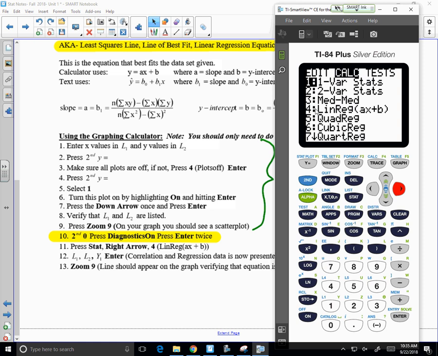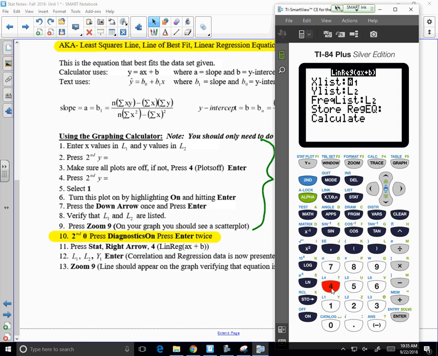What I want is option 4, lin reg AX plus B. On the TI-83, it looks completely different when you select option 4. On the TI-84, it looks something like this. We need to make a couple of edits, but it's going to be the way we need it. So the TI-83, it'll actually look like what I have written there. It'll say lin reg AX plus B. And then you type in L1, L2, Y1.